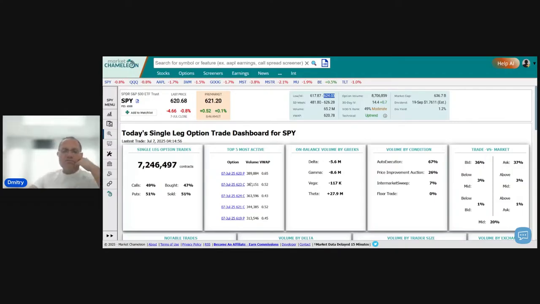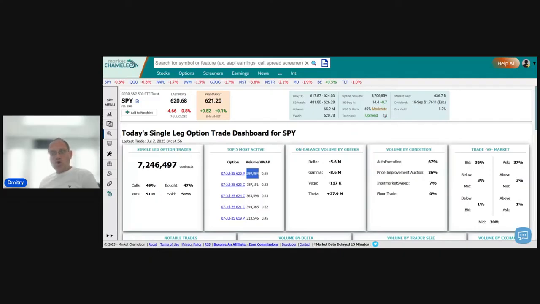But within those most active options, it's hard to tell, were there any large trades in there? You have 389,884 contracts, single leg trades. But was that one trade, two trades? Was it 300,000 trades? That makes a difference, because are there lots of people trading it from all over the place that just accumulated to a large volume, maybe a lot of small retail traders, or maybe it was a few large institutional traders. So we don't know the total breakdown from that.